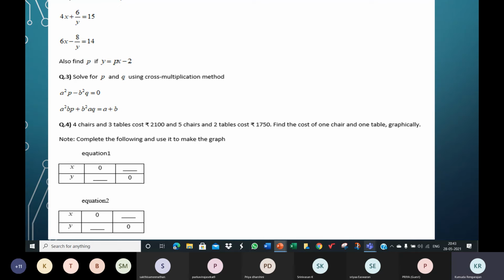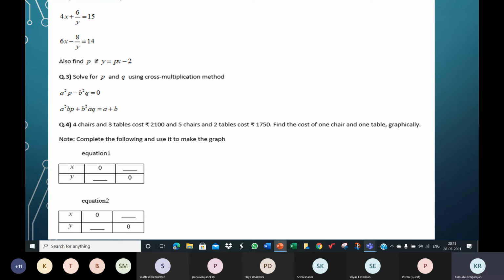Once you get the equations, please tell me your equations. Four X plus 3Y is 2,100 and 5X plus 2Y is 1,750. Very good. Complete the table and tell me the values. Your equations are right, Srinivasan. Please complete the table, all of you.